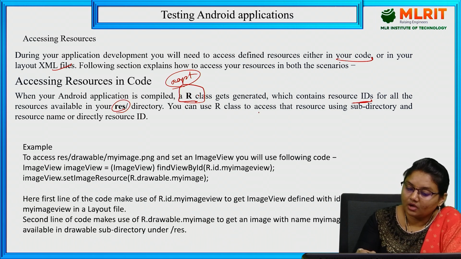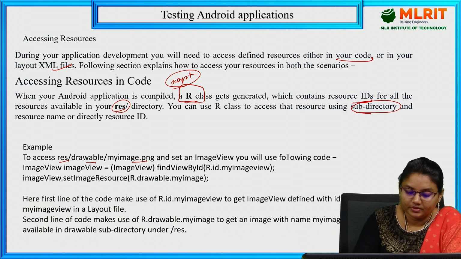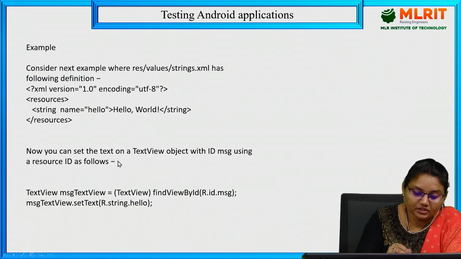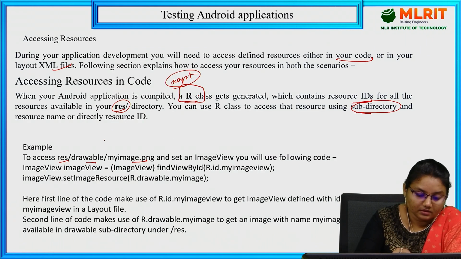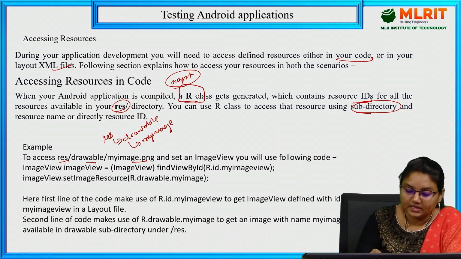You can use the R class to access a resource using the subdirectory. That means what? R dot and the resource name or directory resource ID. So here, R dot drawable dot my image, PNG. What is this? You're accessing my image, which is stored in the resource folder, in the drawable folder. What is the image that we have? My image. Now how do you access this? By using this path. Set an image view.